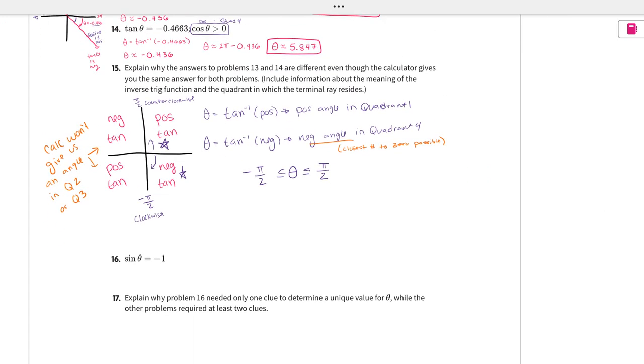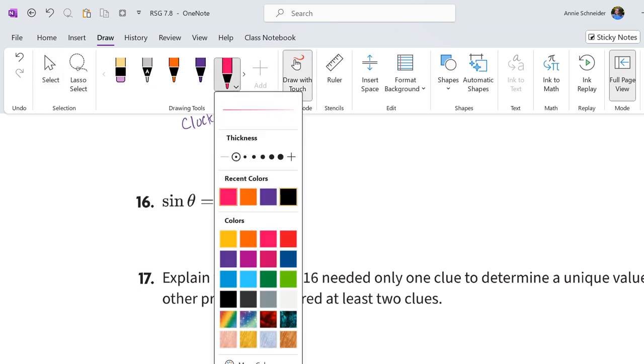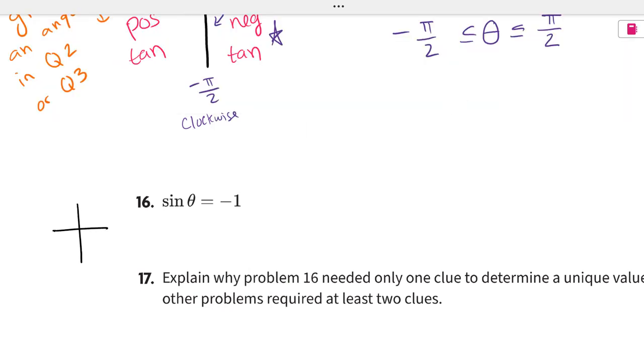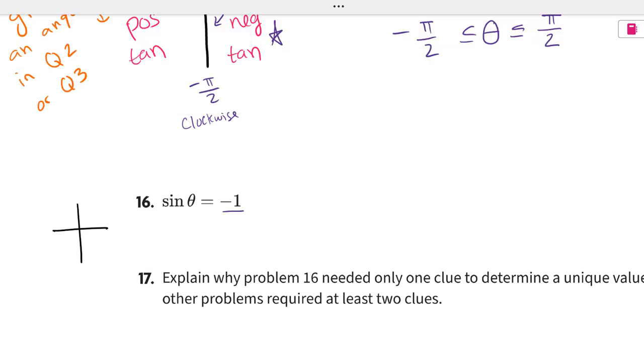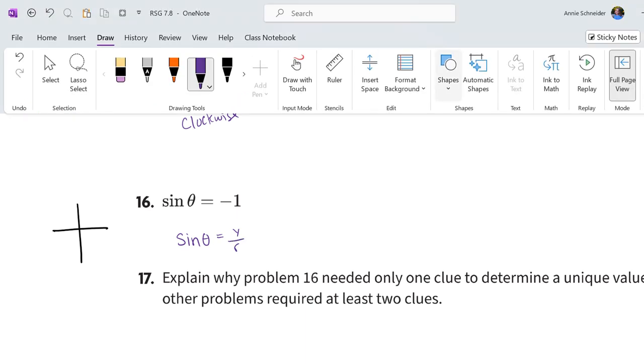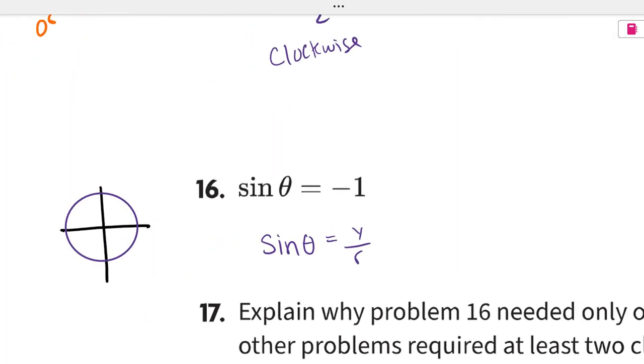Question 16 just has sine of theta equals -1. It doesn't give us any other connotation, right? So let's draw where we have a y value of -1. And not only a y value, but we can also think of sine of theta as y over our radius. So if I were to draw a circle, and it doesn't have to be a circle, but I'm going to show this problem with the circle. We'll pretend that has 0, 0 as the center.